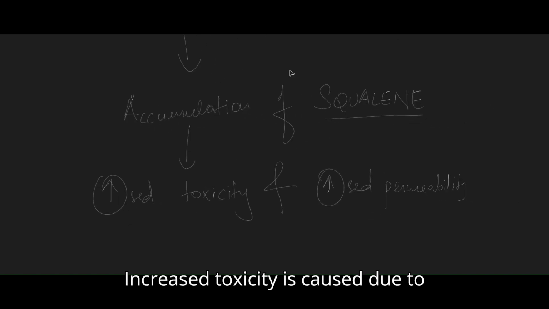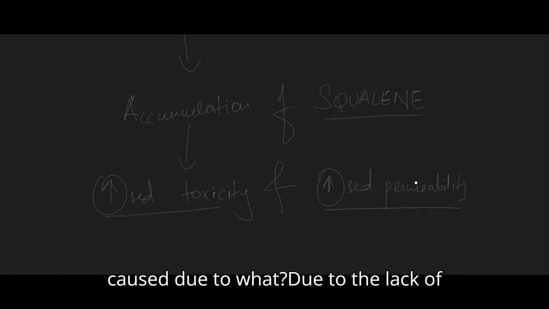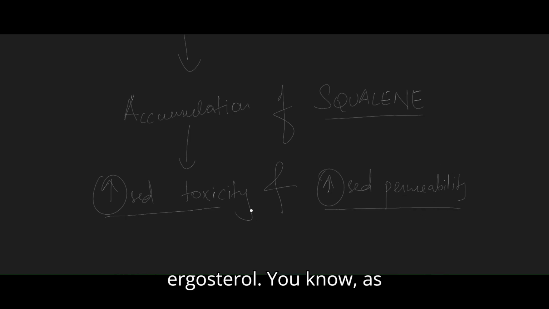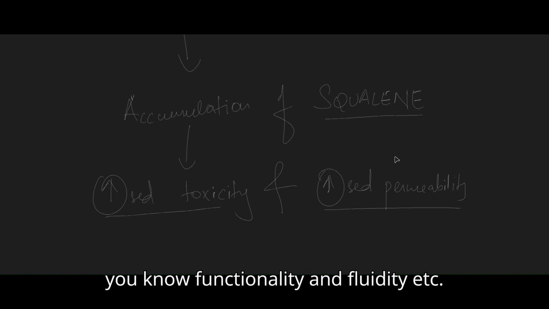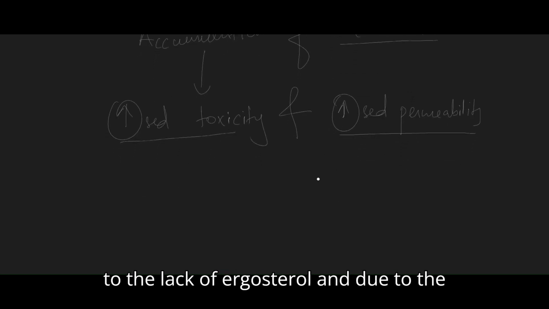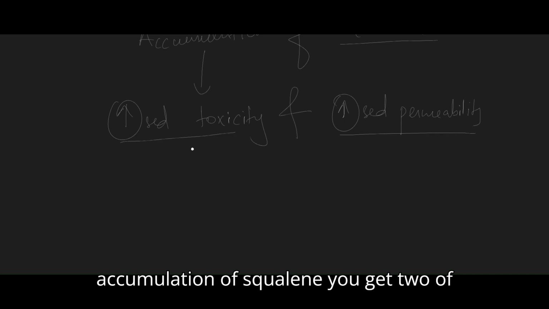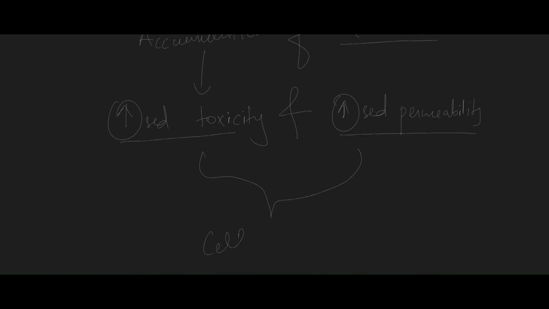Now increased toxicity is caused due to squalene, and increased permeability is caused due to what? Due to the lack of ergosterol, as ergosterol is responsible for the cell's functionality and fluidity, like I've said before. Due to the lack of ergosterol and due to the accumulation of squalene, you get both of these, which ultimately leads to what? Cell death. It leads to cell death.